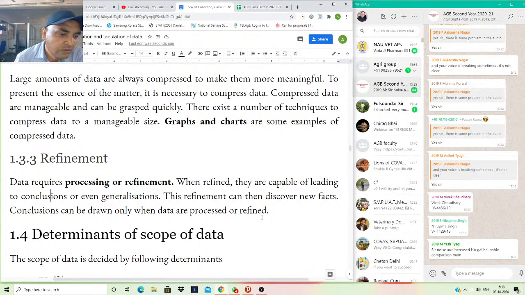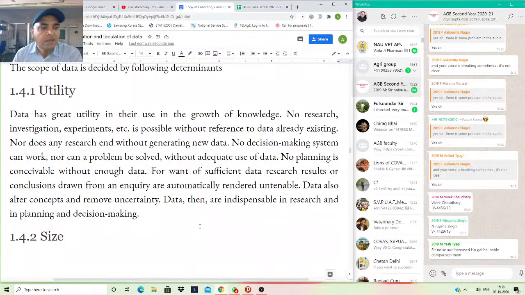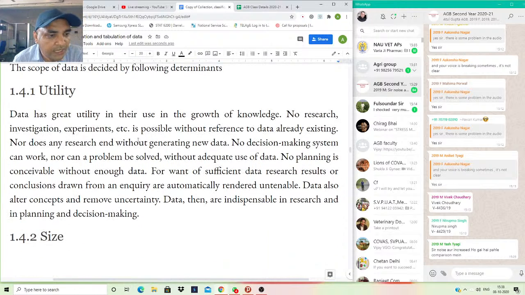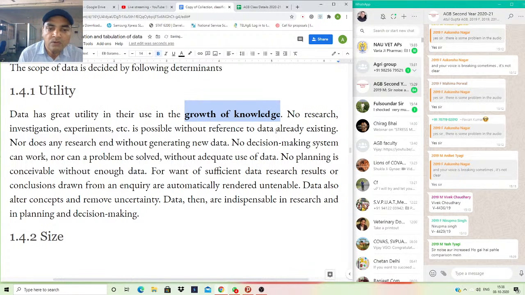Then comes, I think, particularly the last part of the data: what is the scope of the data? You have a data. Then what are the determinants of the scope of the data, what you are going to use out of it? What are the different determinants of how a data can be used in different ways? First is the utility. Data has a great utility in the growth of knowledge. Ultimately, from the data you make out some conclusions, and that enhances your knowledge.